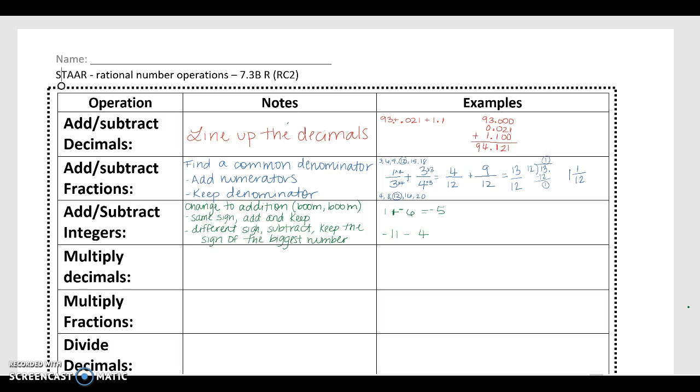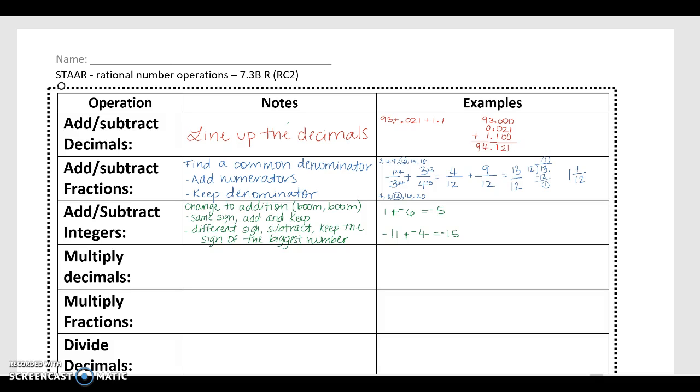Okay, well, you can't subtract with negatives, so again, you have to add the opposite. Now look at their sign. I have a negative and a negative, so same sign, add and keep. So 11 plus 4 is 15. I'm going to keep my negative, okay?